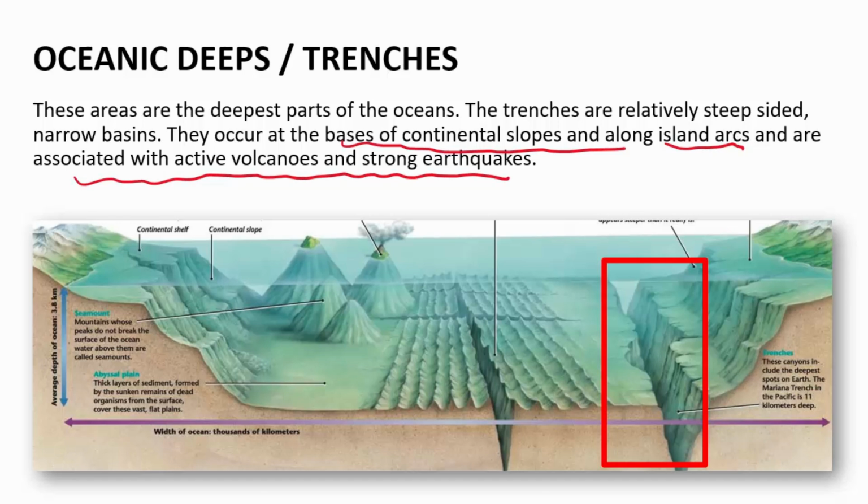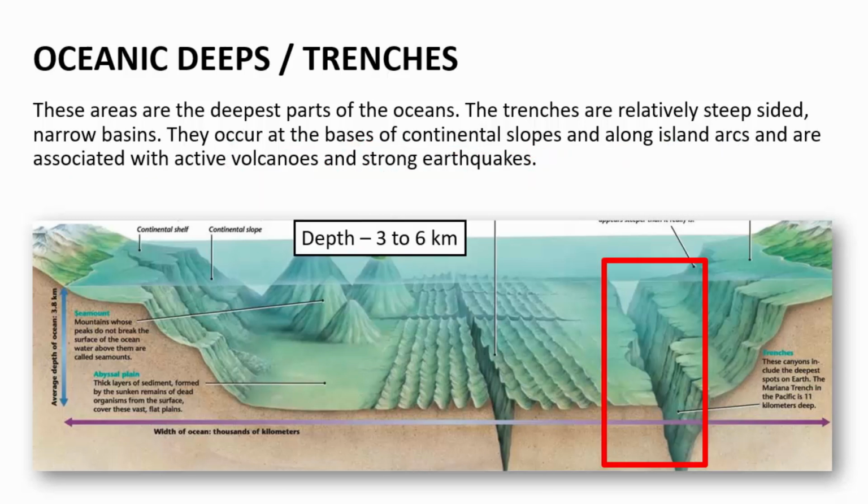So you can say that the main cause of formation of these trenches, or oceanic deeps, is volcanoes and strong earthquakes. The depth of these trenches could be as deep as 3 to 6 kilometers on an average, remember, but at some places the depth is even around 9 to 10 kilometers.